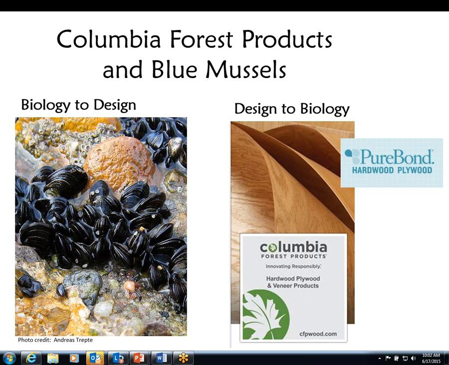And then he couldn't find anyone who was interested in this great idea that he had. So he was trying to shop it around and wasn't having a lot of luck. Meanwhile, back at Columbia Forest Products, there was some interest in really completely greening their product line.